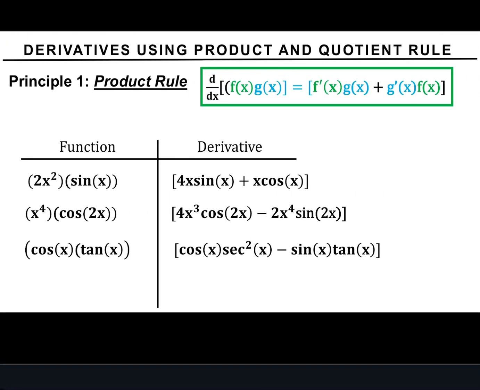The answers coming out are: 4x sine x plus x cosine x for the first one. For the second one, 4x cubed cosine 2x minus 2x to the fourth sine 2x. And for the last one, cosine x secant x squared minus sine x tangent x. Again, we see in this bottom one that you don't need to only have polynomials. And in the middle one and the top one, we can combine polynomials and trig functions and we still get the same exact answer.